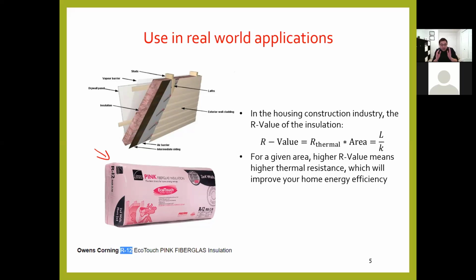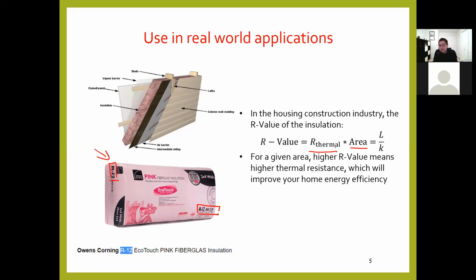And the key parameter is called the R value, which they show on their package. The R value tells you what the thermal resistance is. The R value is equal to the thermal resistance times the area, which is L over k.